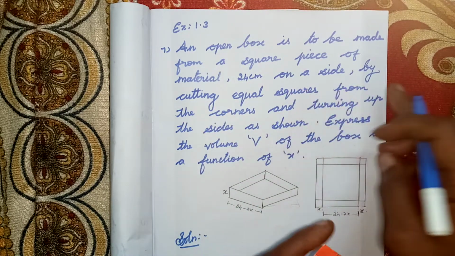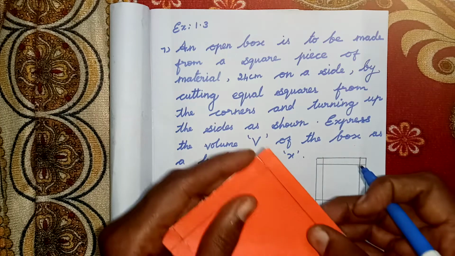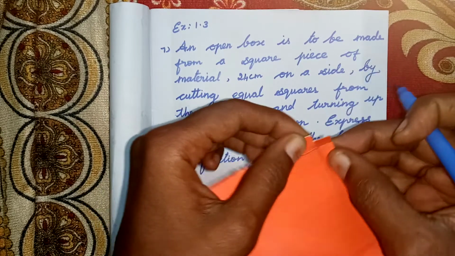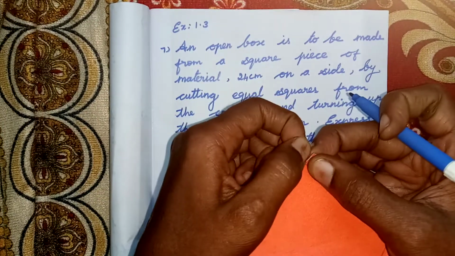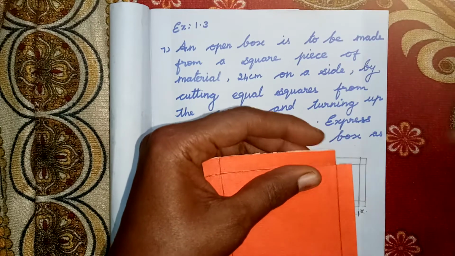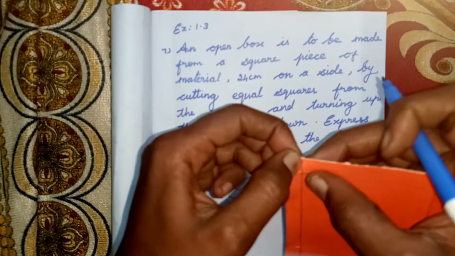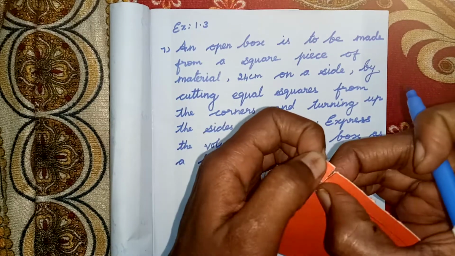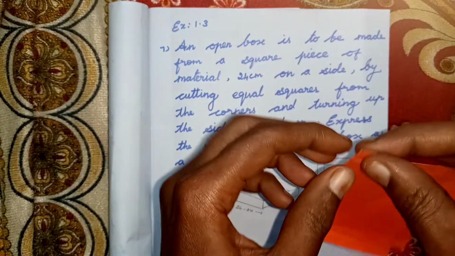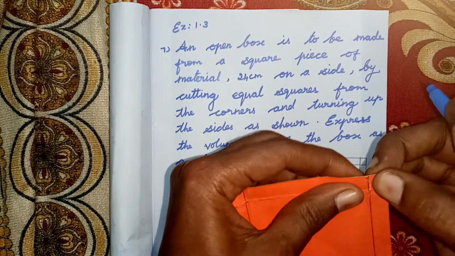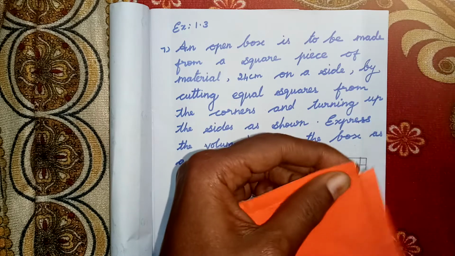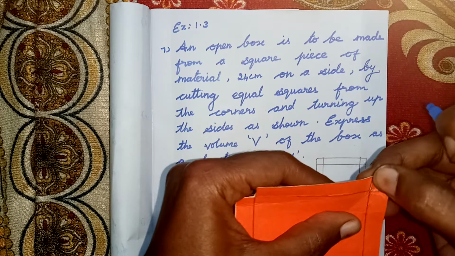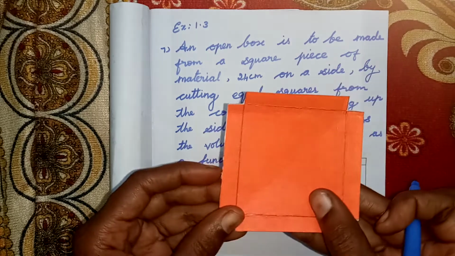Cutting equal squares from the corners. At each corner, they are cutting equal squares. This corner, an equal square is cut. Here also one square they are cutting. Next, all four sides also, cutting equal squares from the corners. Everywhere, equal squares they are cutting at each corner.